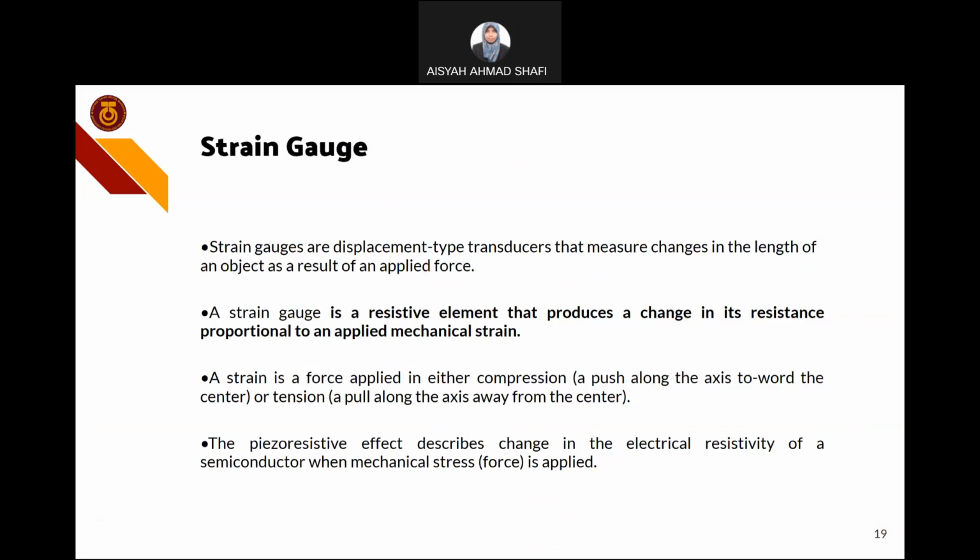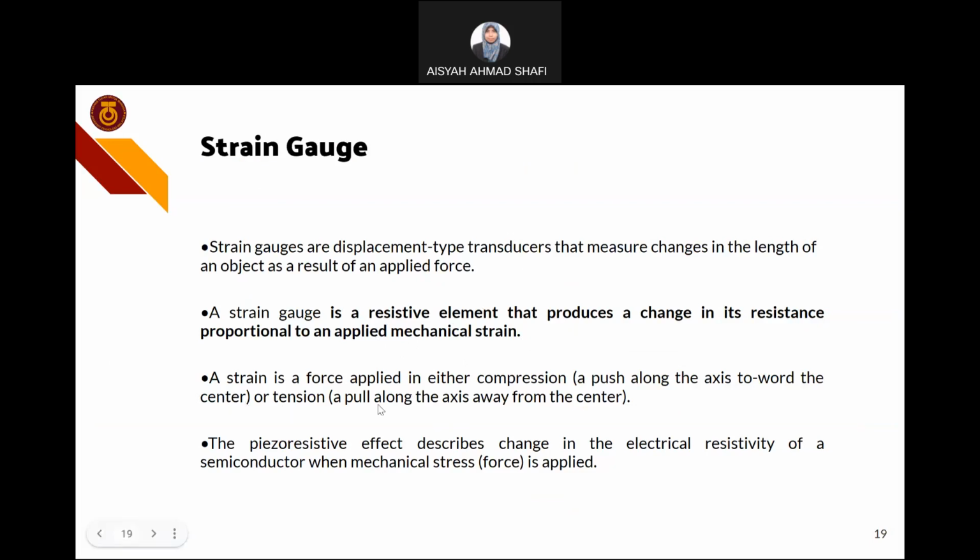Okay, so strain gauges are displacement type transducers that measure the changes in the length of an object as a result of an applied force. So strain gauge is a resistive element that produces a change in its resistance proportional to applied mechanical strain. So the strain gauge changes in the resistance, so it's called a resistive element.